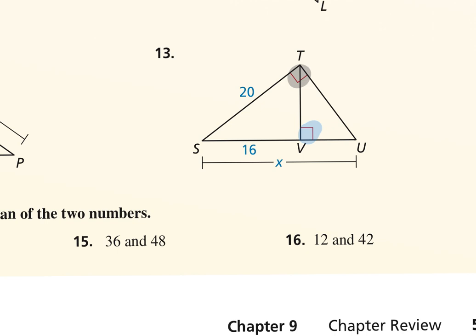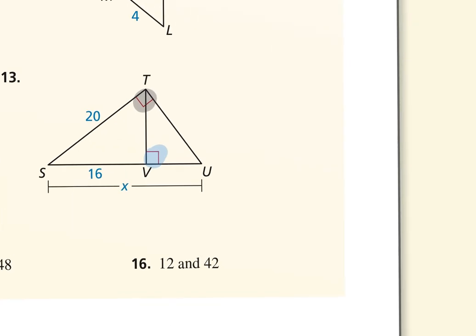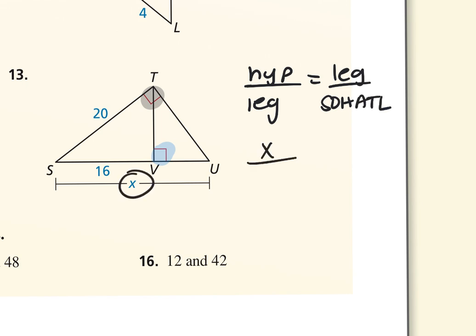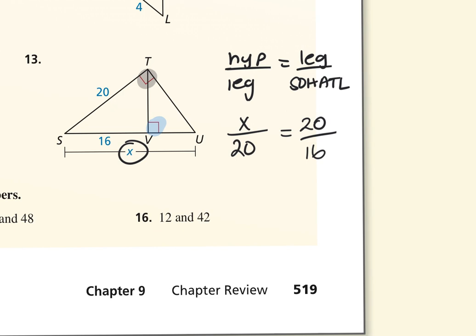So this one, I have nothing on the altitude. So I use the other one, which is hypotenuse over leg equals the leg over the segment of the hypotenuse adjacent to the leg. So hypotenuse is x, the leg is 20, the leg repeats, and the segment of the hypotenuse adjacent to the leg is 16. And then, actually, you can reduce this. This would be 5 and 4. And then I can cross multiply and then divide.